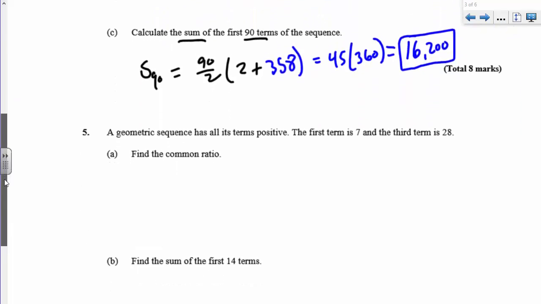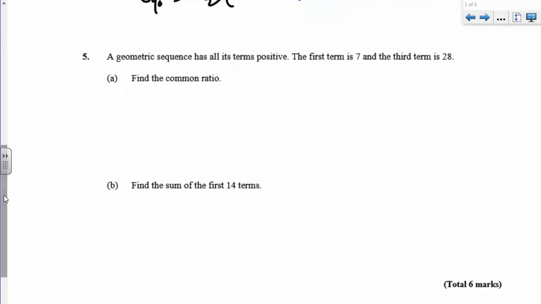Okie doke. Let's move on to the geometric sequence. Alright, the geometric sequence is a little trickier because there's more formulas that go with it. Let's go ahead and write these over here in the margin first before we even start this, because you need to see all these formulas. To find any term, we'll say AN. The nth term of a geometric sequence is given by the first term, A1, times the common ratio raised to the power of n minus 1. That's a very important formula.